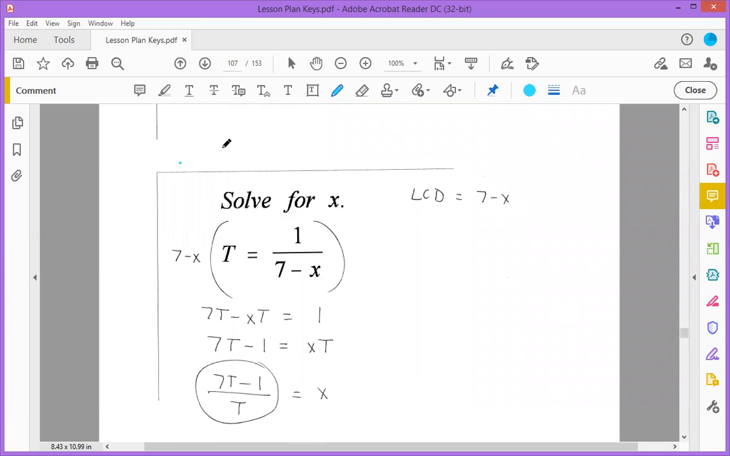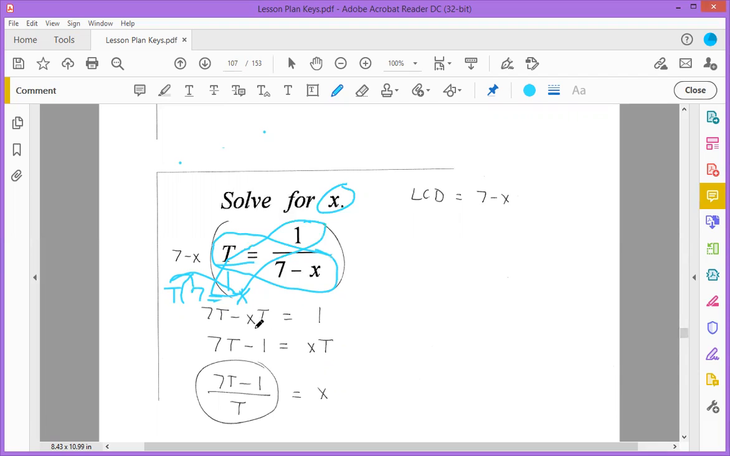All right, in this example, we're asked to solve for x. So you could set this up by cross multiplying again. If we cross multiply, we'll have 1 times 1 gives us 1. And t times 7 minus x. Now let me write that over here because you have t times 7 minus x. You've got to remember to distribute. So we multiply t times 7 and t times that minus x. T times 7 gives us 7t. T times the minus x gives us negative xt.